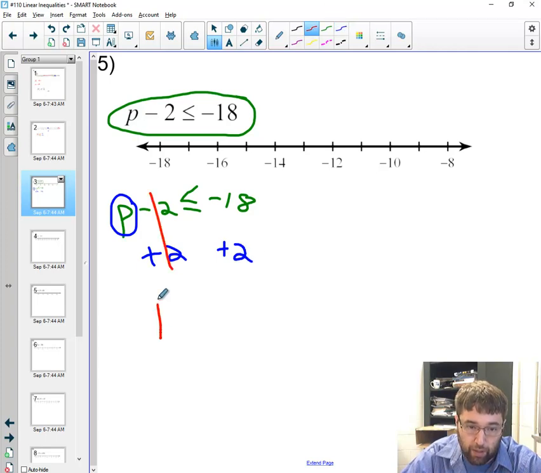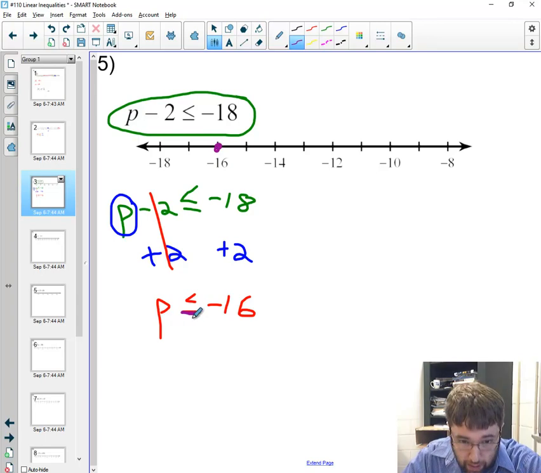These cancel out, and I'm left with p less than or equal to negative 16. And then the nice thing about these is it actually gives you a hint on where the answer is. Because this is a less than or equal to, we have a solid dot on negative 16. That means it goes there, solid dot. Now I realize that the variable is on the left, so this arrow is true, which means this less than sign means I'm pointing to the left. Less than left, greater than to the right.